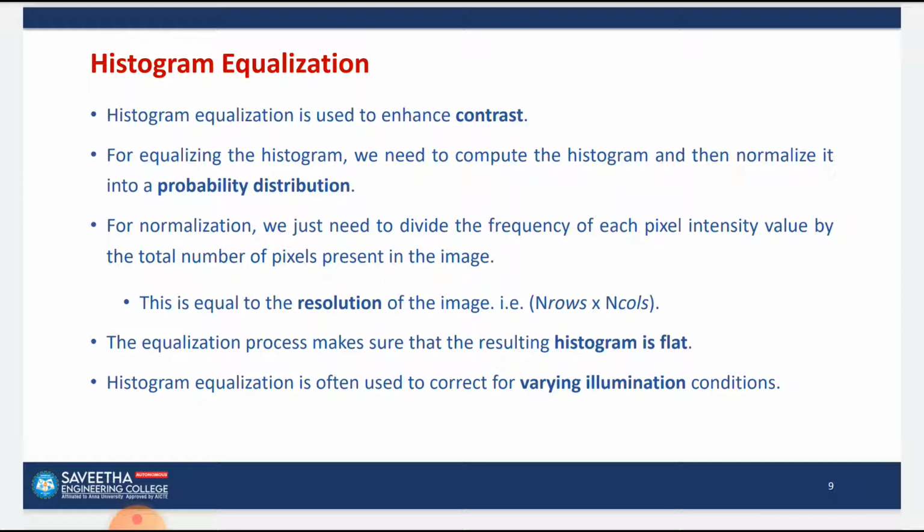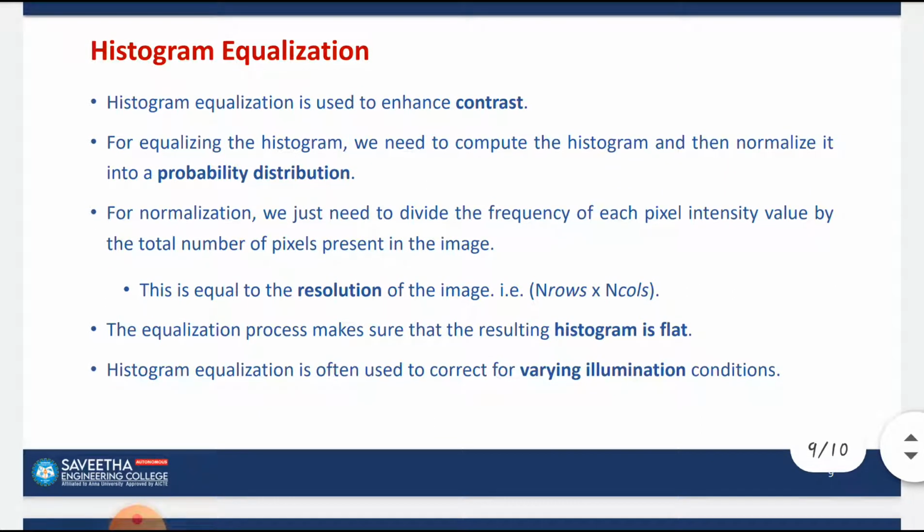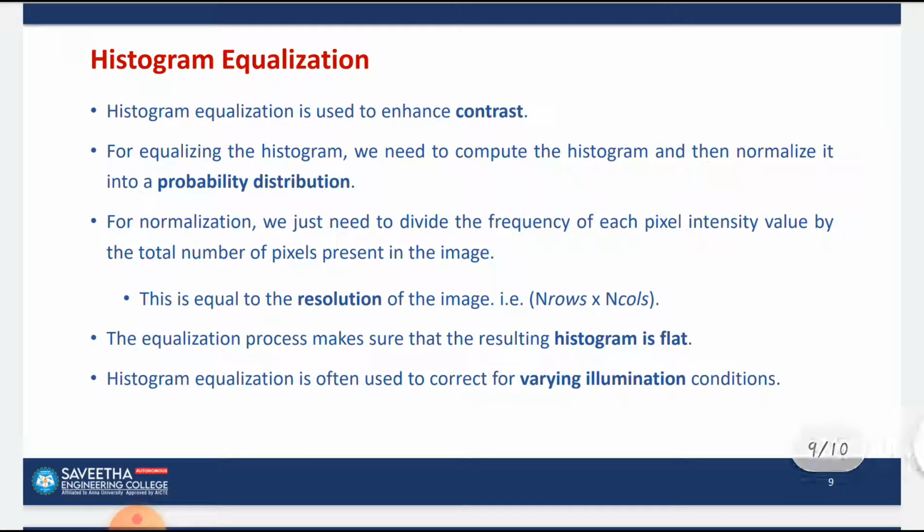So for equalizing the histogram, first we need to compute the histogram and then normalize it into a probability distribution. I am not going into the formulas here. You have the histogram equalization formulas and all, available in your textbook. You can refer to the Gonzalez book. There you have all the formulas. So you just need to compute the histogram and calculate its probability distribution. Then we divide the frequency of each pixel intensity by the total number of pixels present in the image. So that is how we do the normalization.